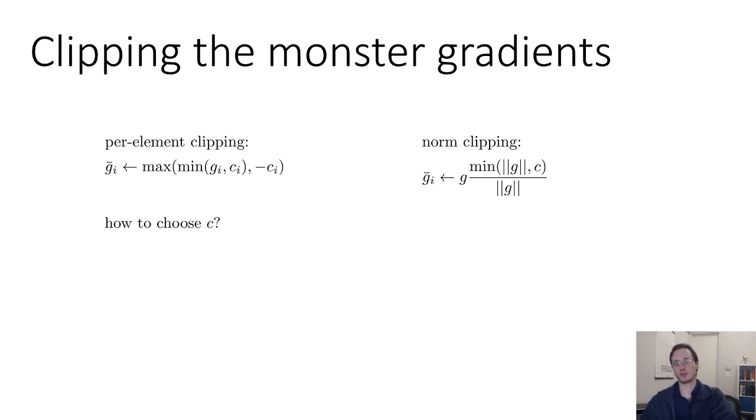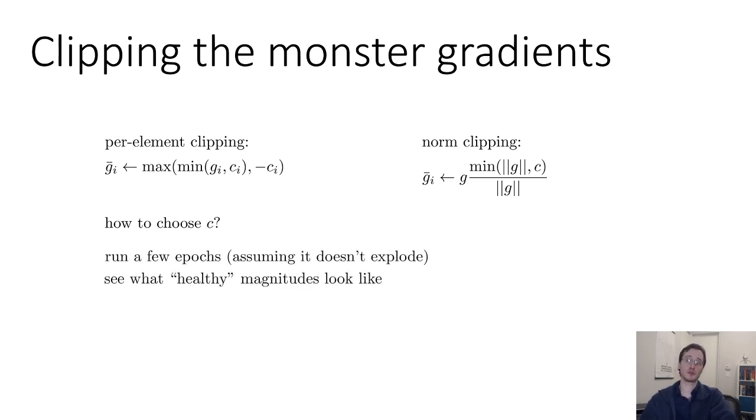Now, sometimes you have some intuition about your problem and you can just pick C manually. But if you don't, you can run a few epochs of training, assuming it doesn't explode in those epochs. So run a few epochs of healthy training and just look at what healthy gradient magnitudes look like. Essentially, average together your gradients, plot their magnitude, or plot the average length of each dimension, and see what those numbers look like, and pick C accordingly. You could choose it to be maybe double that value, or something like that. That can be a pretty decent way to choose C.